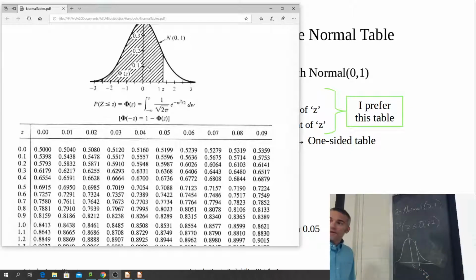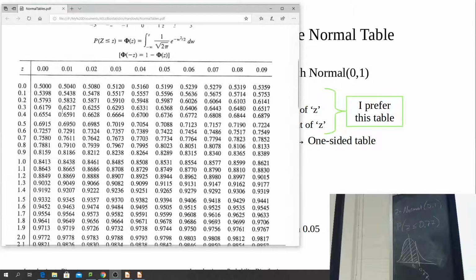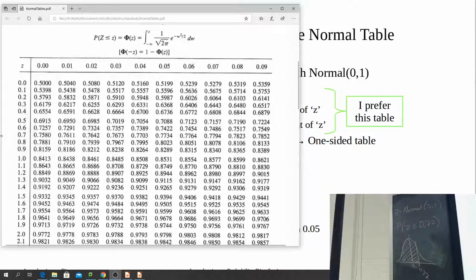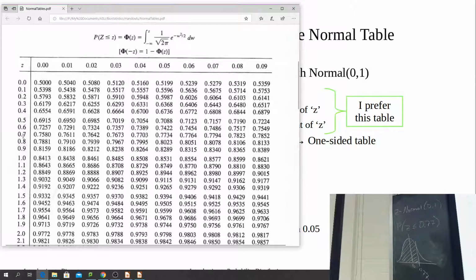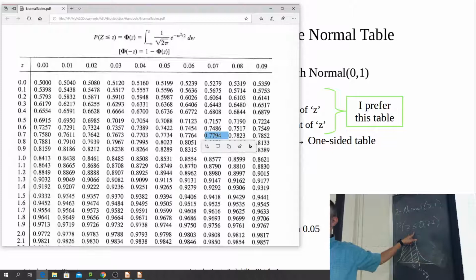That's our value. This question is asking for that total area, the area to the left of 0.77. In our handout, that's what this area is. So what is 0.77? We read down the column to 0.7, there's our 0.7 right here, and then we read across the row until we get to 0.07. This value here, 0.7794, is the probability that we get a value less than or equal to 0.77.